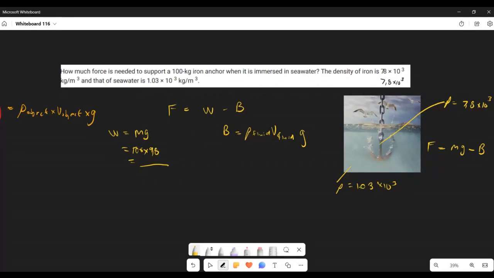Okay, so can someone tell me what's the mass of this object? Or the weight, sorry. 980, thank you. So then we have the density of the fluid. How would we find the volume? Let's be smart about that.